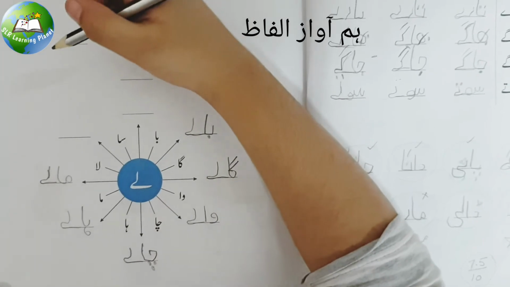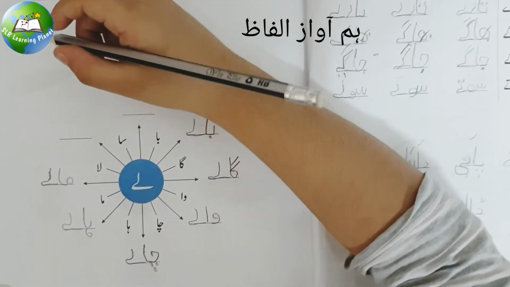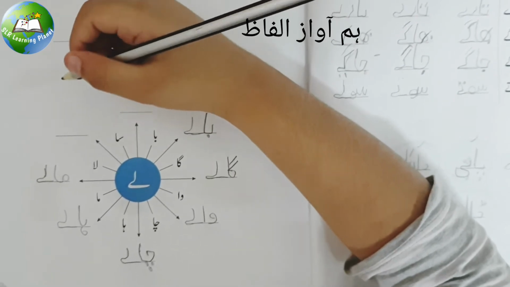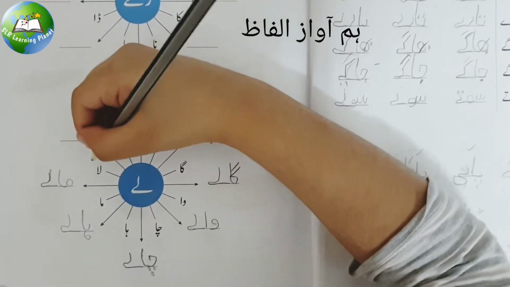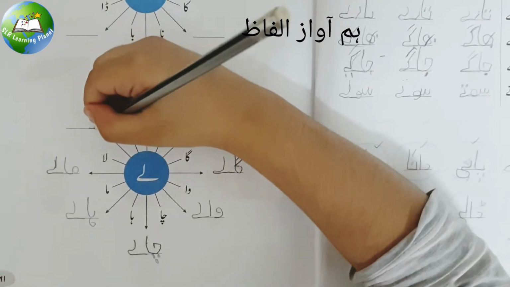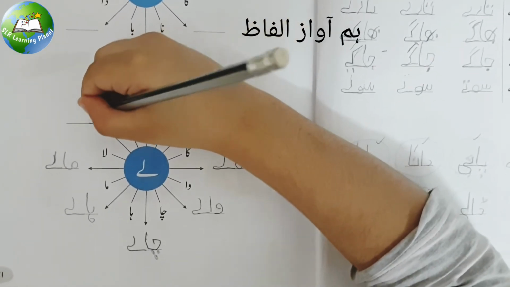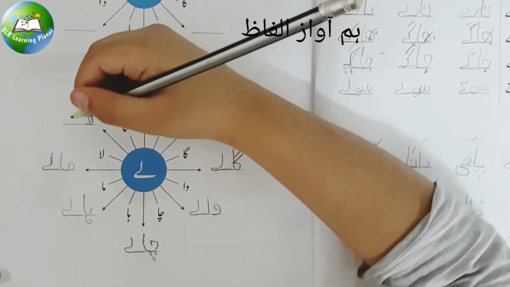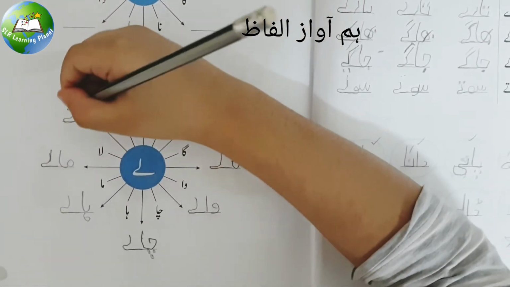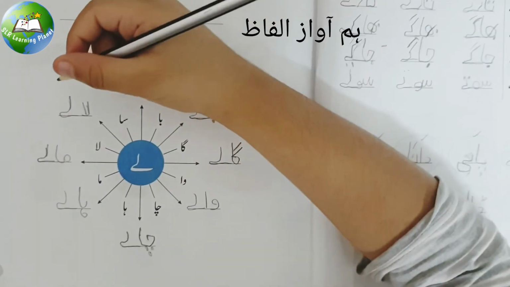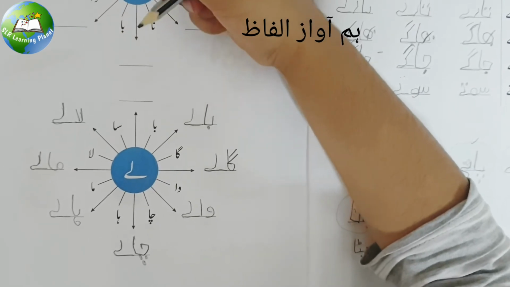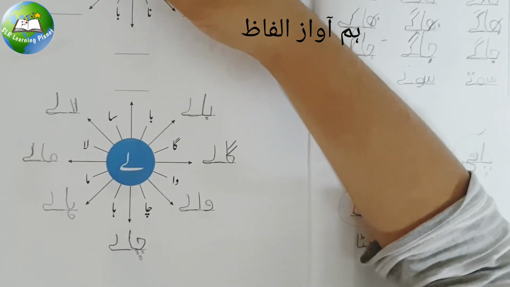Male. Very good. Next. Lam, alif, la. Lam by yele. Lale. Come on, write. Lale. And now it's the lam by yele. Very good. Next. And this one might be the last one.